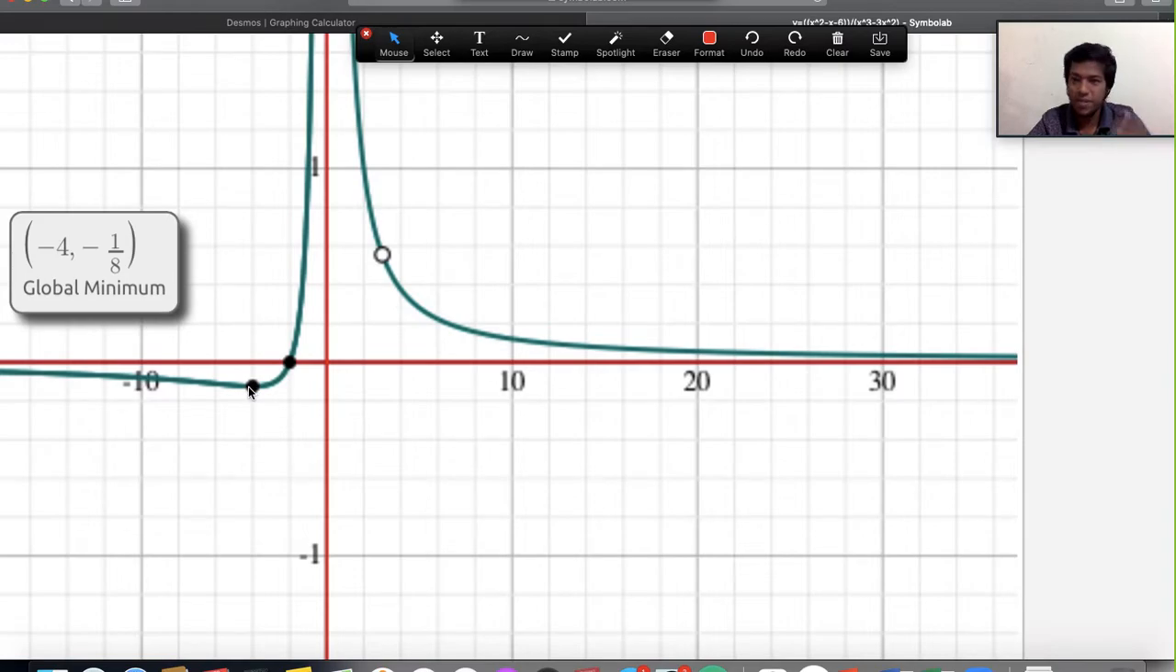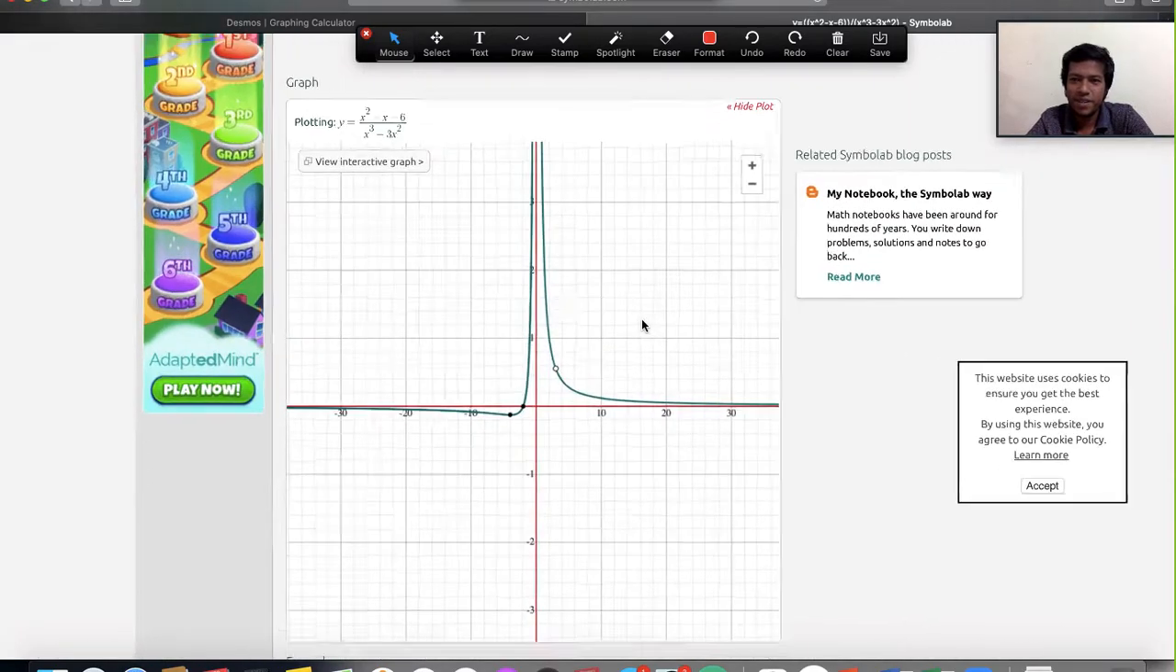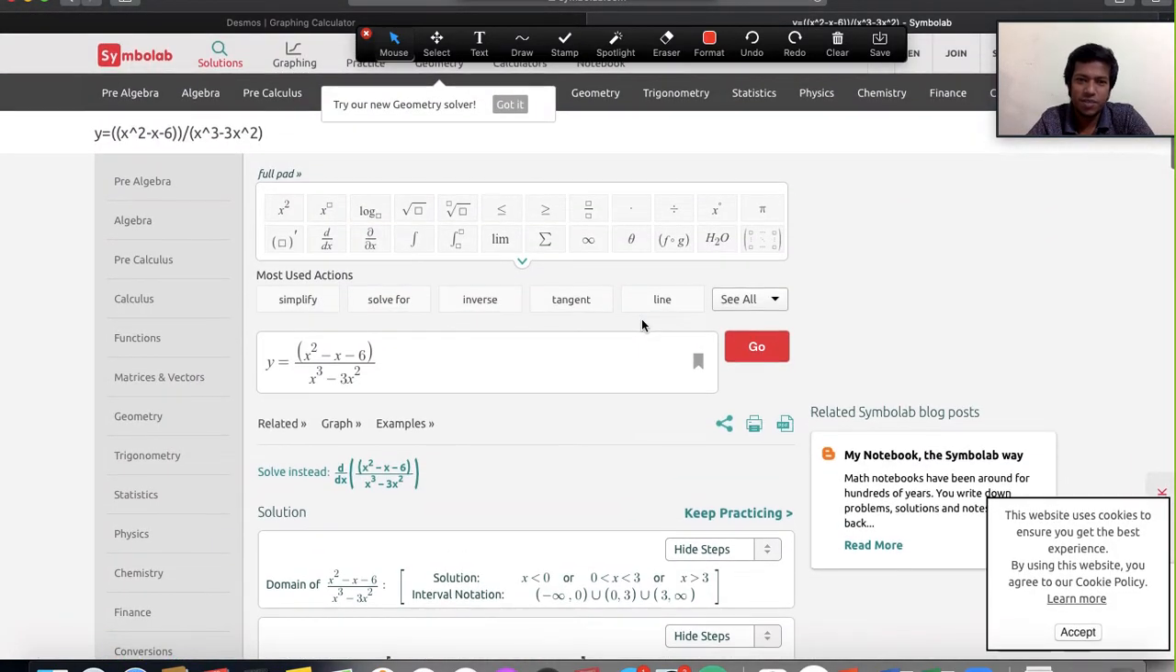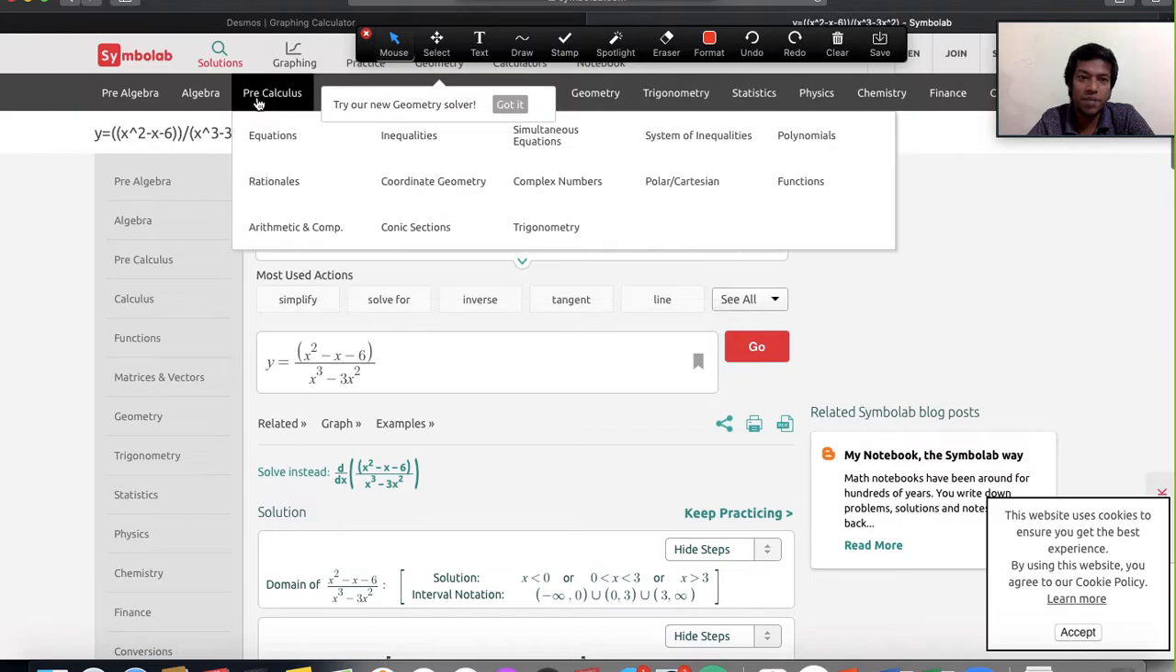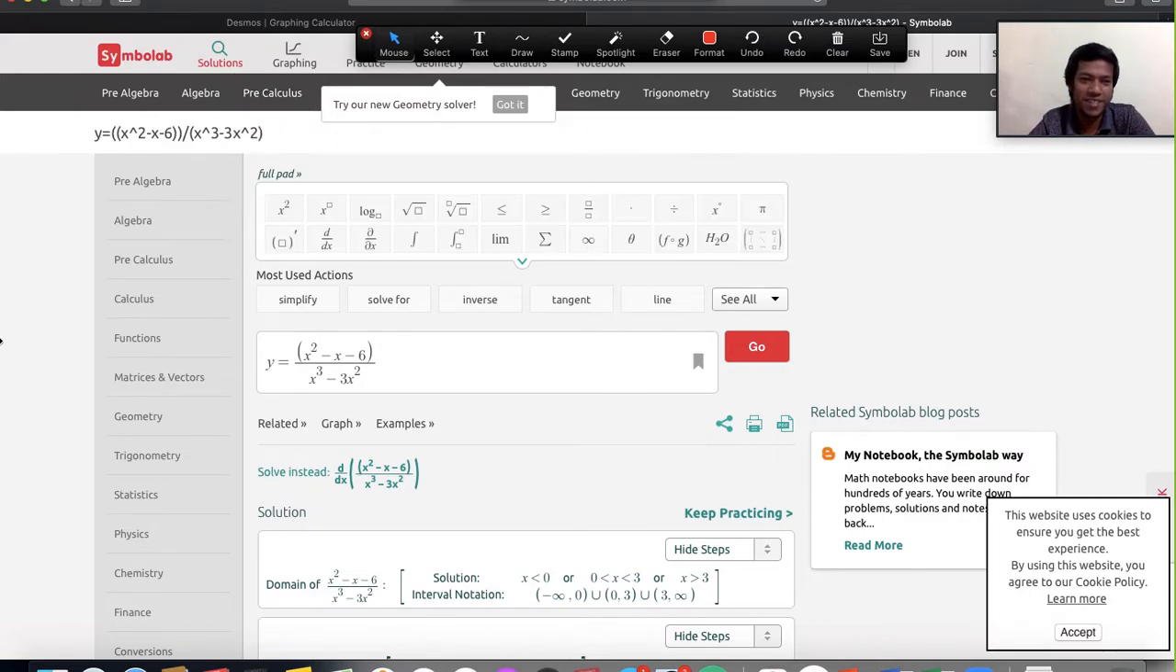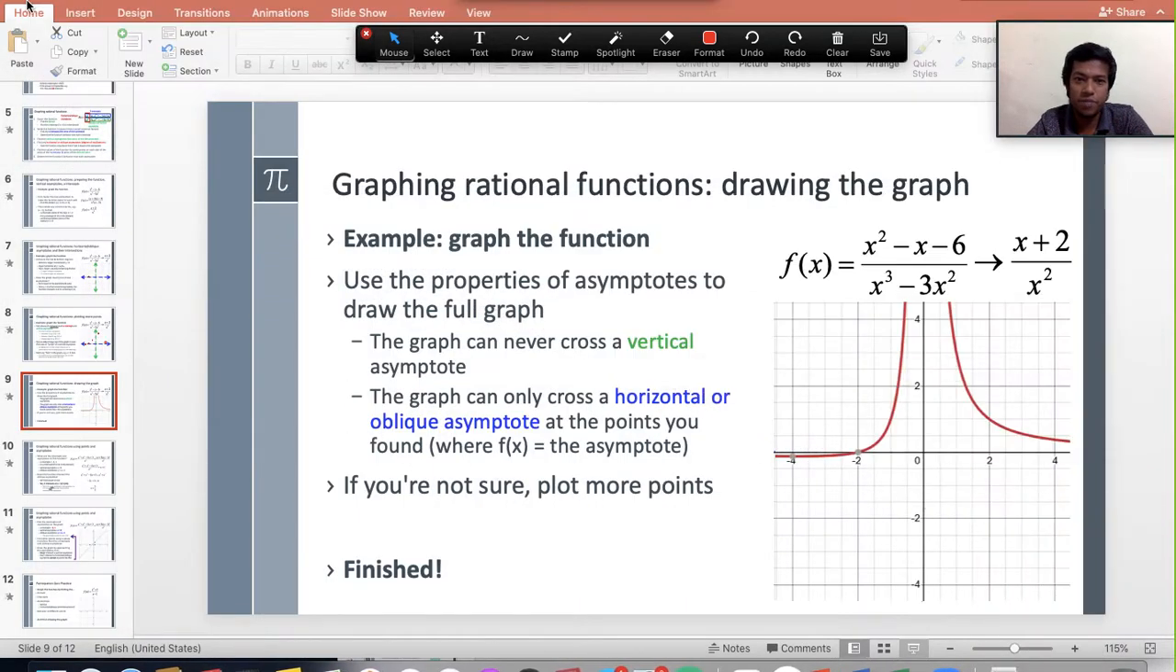Global minimum, that means this is the lowest point that the graph will go. So this is super powerful, and this app actually has some pre-calculus section also. This website has everything for us. All right, so I think you have seen that, and now you are confident that what you are doing is correct, and highly powerful software also agrees with us.